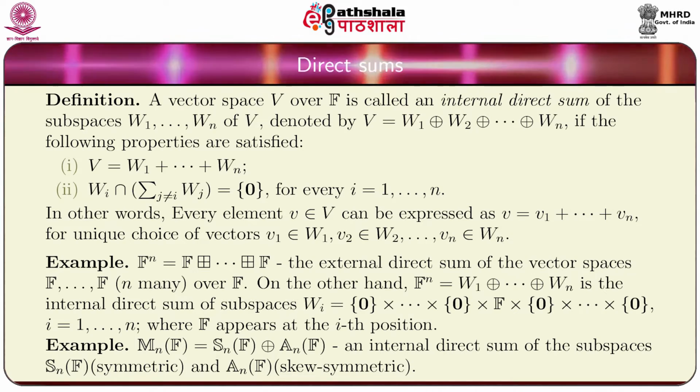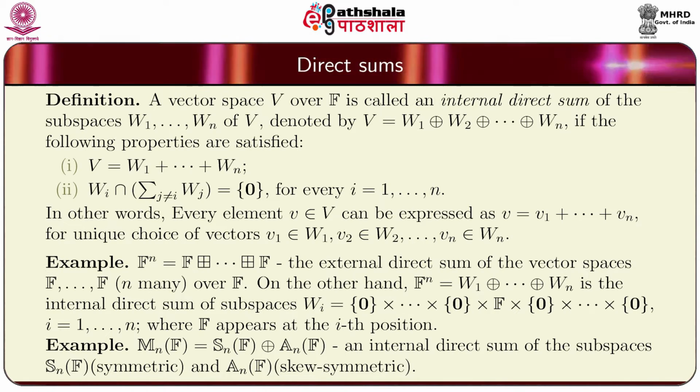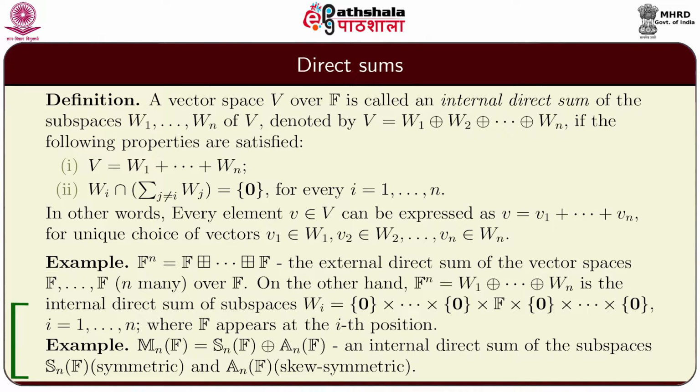Another example, the vector space Mn(F), that is the collection of all n cross n matrices over the field F, can be seen as an internal direct sum of these two subspaces SnF and AnF, where SnF denotes the subspace of symmetric matrices and AnF denotes the subspace of skew symmetric matrices. This is an interesting observation, and this follows from the fact that we can write A as (A plus A transpose) over 2 plus (A minus A transpose) over 2, and it is indeed an internal direct sum. That means this expression is unique.